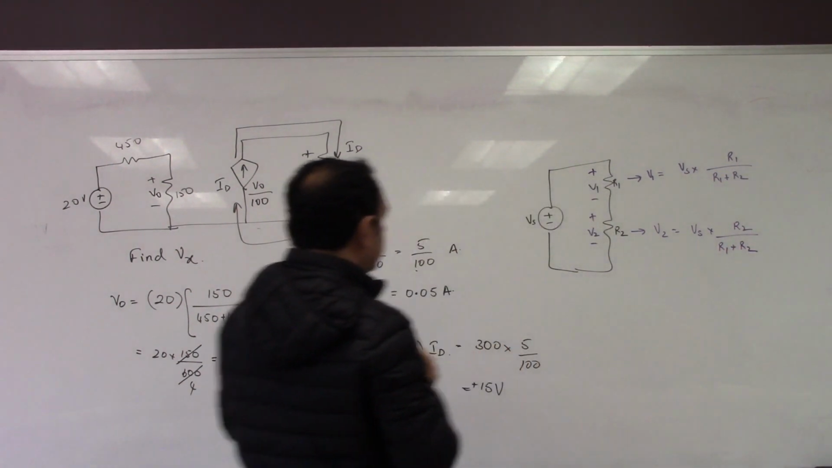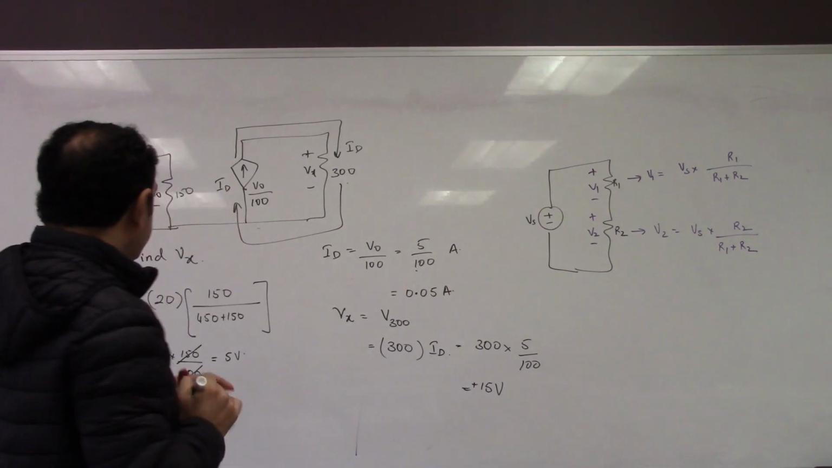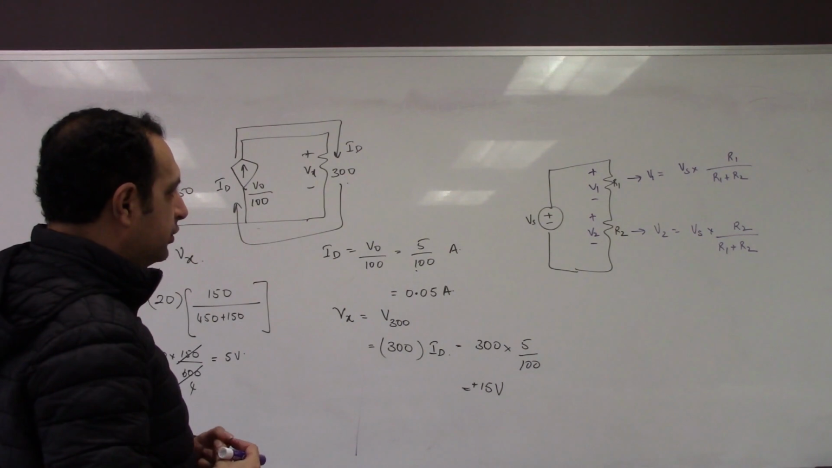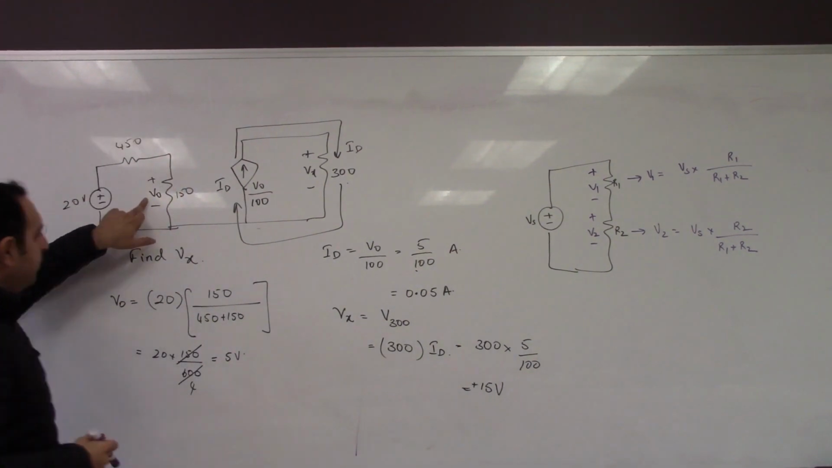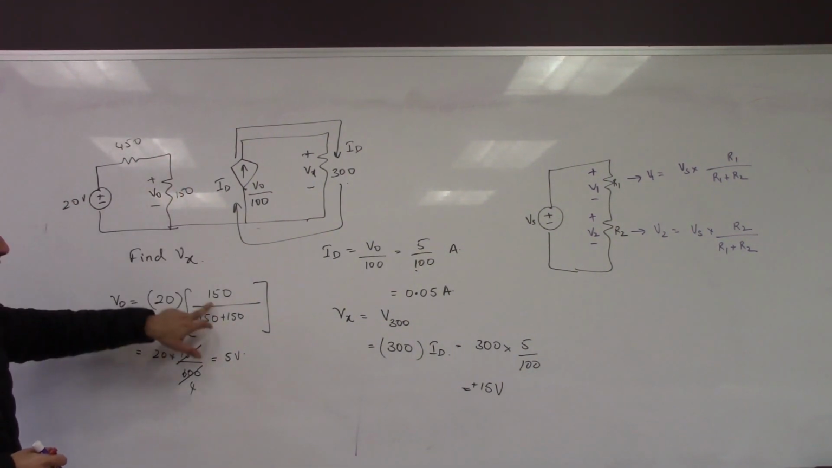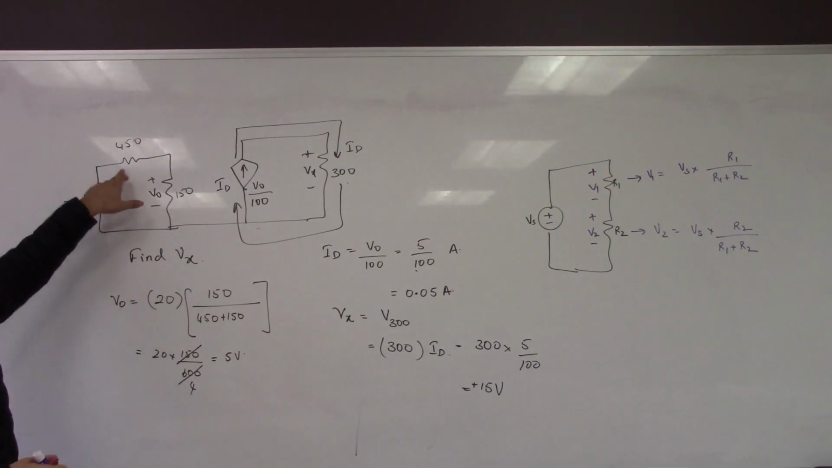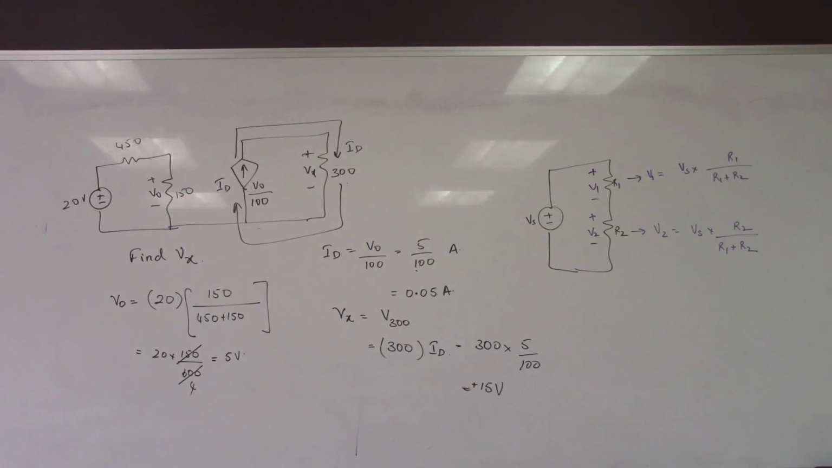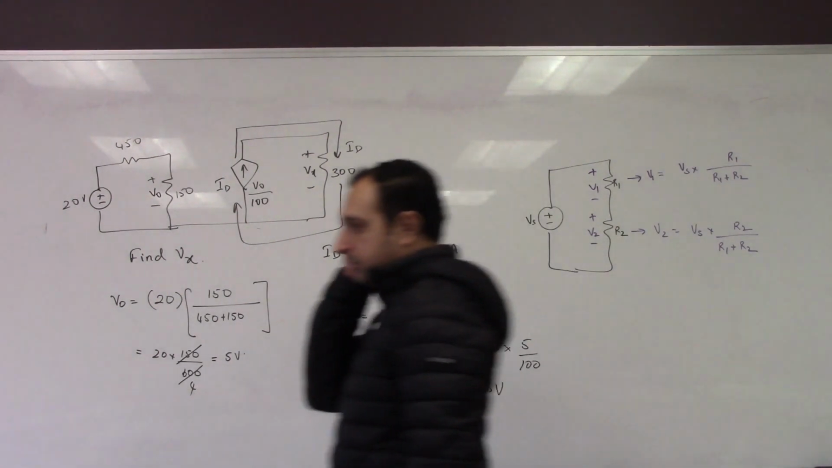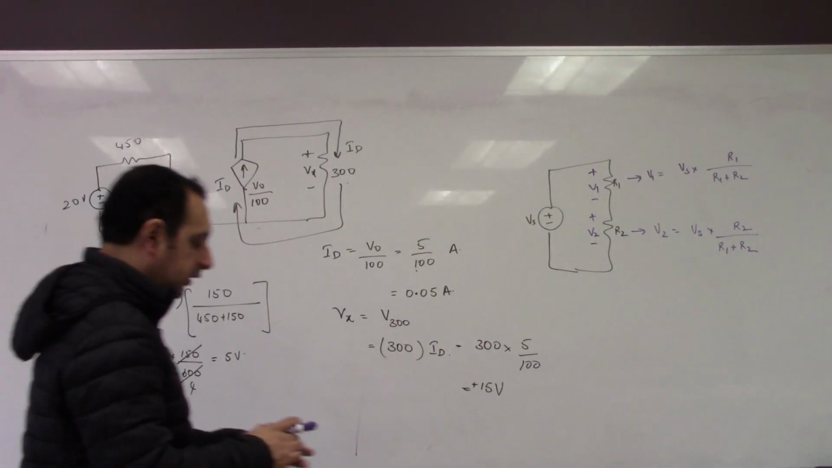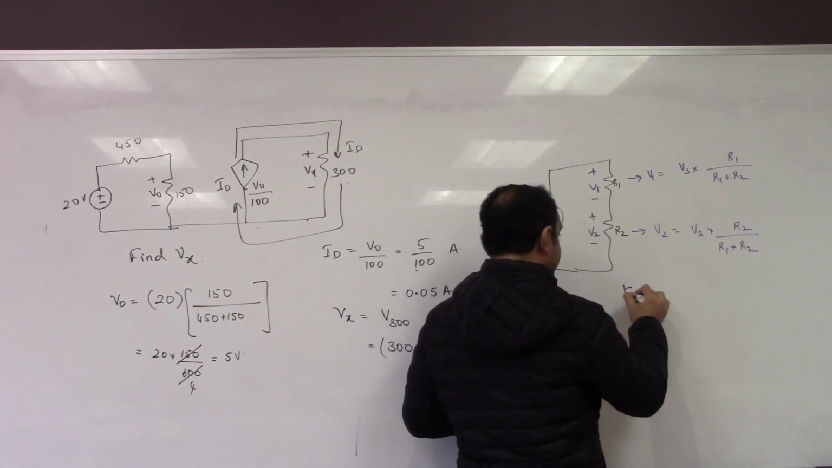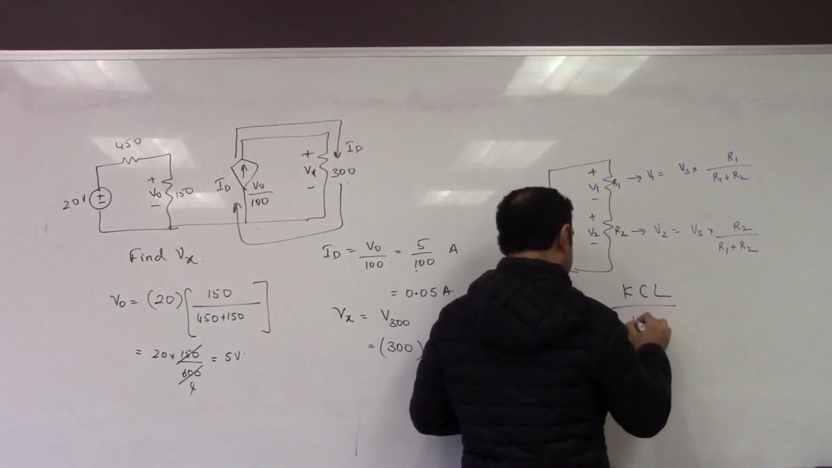Depending upon the voltage across which resistor you want to calculate, you'll take that. Since V0 happens to be the voltage across 150, I write it as 150. If I wanted it across 450, I would have written it as 450. This is your voltage division. With that, that was pretty much all our discussion and our work with KCL and KVL.